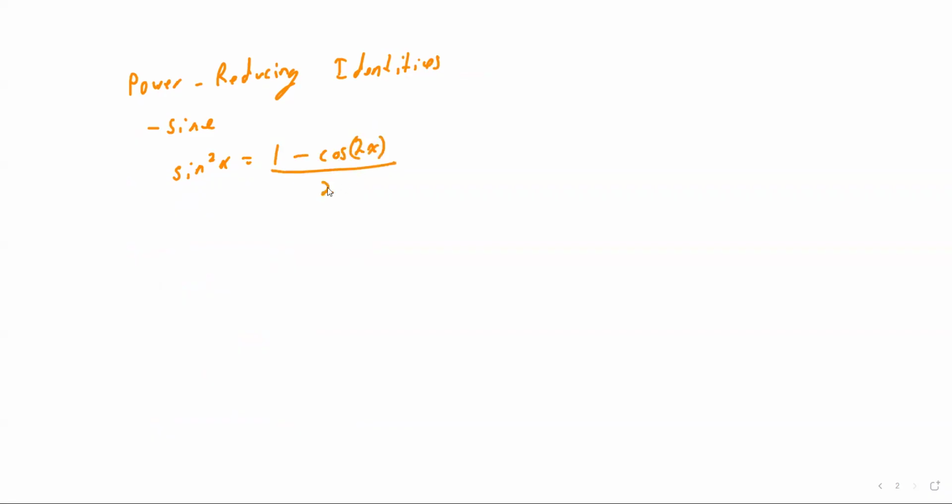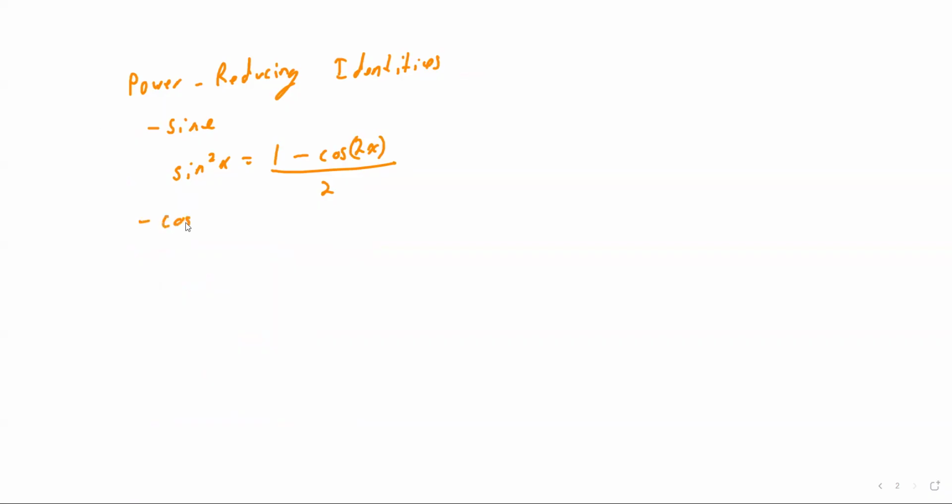The next set are going to be your power reducing identities. And the one for sine is going to be sine squared x. So if I want to reduce it from a squared to a single power, this will be a 1 minus cosine of 2x divided by 2. So this now goes from the power of 2 to now a single power. So that's what a power reducing identity would do.